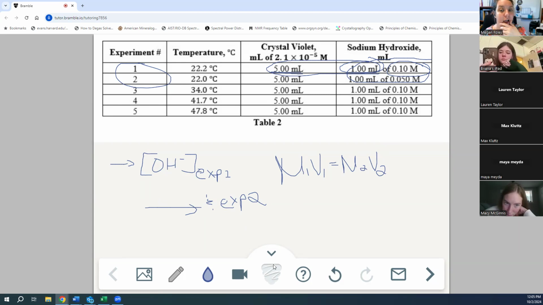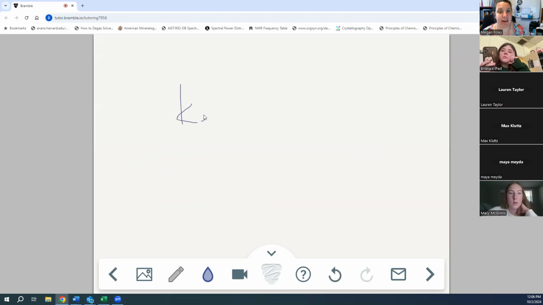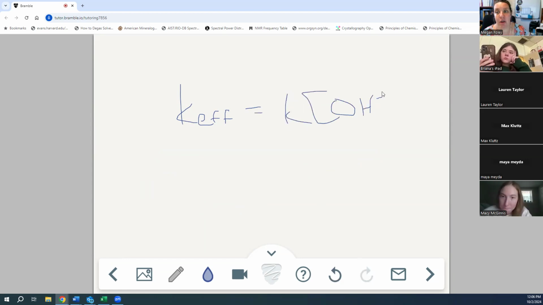Okay. After you have completed that, we are then going to go through and solve. So as I was saying earlier, what we essentially did is we set K effective, which is our slope for each of our graphs, equal to our K value times our hydroxide concentration. And we don't know what the order of that is yet. And that's what we're trying to find out here.